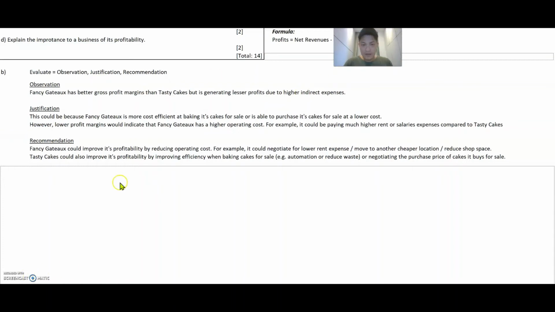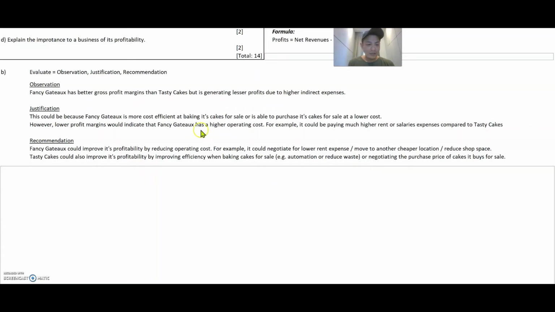And let's see what I've commented on Tasty Cake. It could improve its profitability by improving its efficiency in baking cakes, so reducing its direct costs, because we know that its direct cost is much higher than Fancy Gâteau's. So it could have more automation in the production process, because that usually reduces cost for any production process, or it could negotiate cheaper, better purchasing rates when purchasing raw materials for making the cakes.